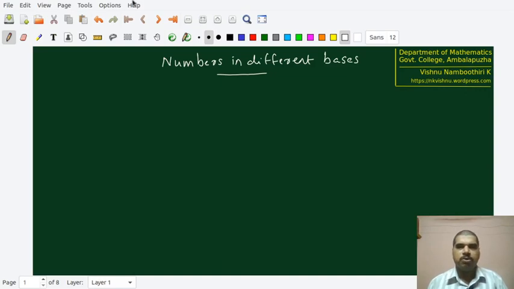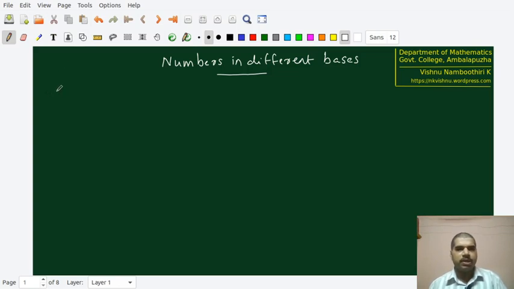Hello and welcome to another session in number theory. In this session, we are going to see how numbers are represented in different bases. We usually use base 10 for representing numbers. That means whenever we see a number, usually it is represented in base 10 even though it is not explicitly mentioned. So, what is the meaning of representing a number in base 10? We will see it using a small example.